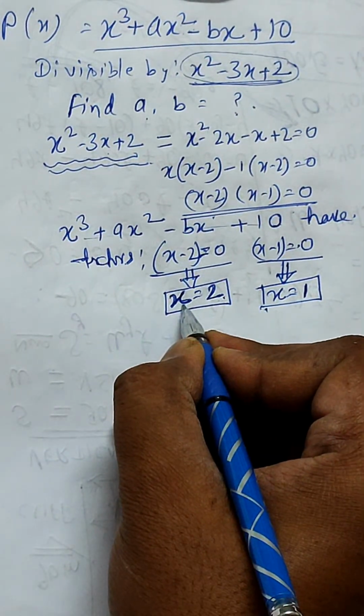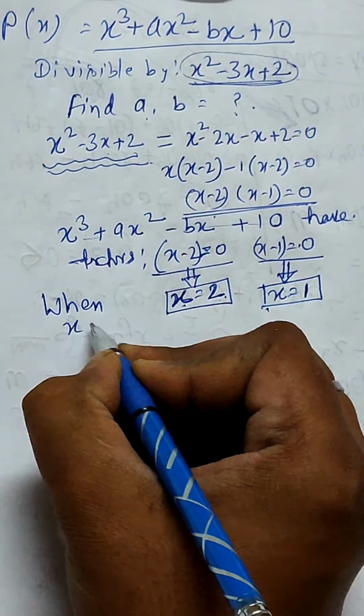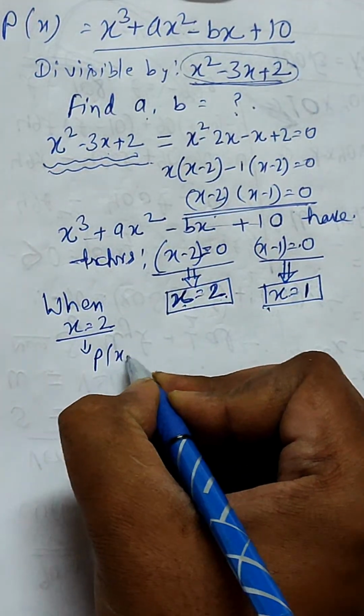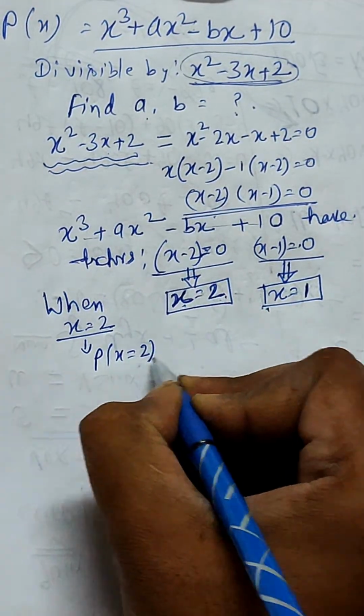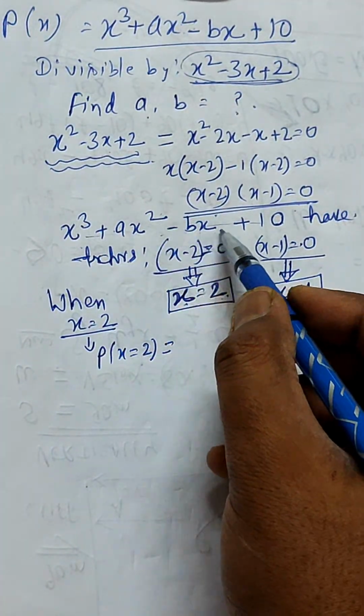Now when x equal to 2, then the polynomial p of x will look like this: x cube plus ax square minus bx plus 10.